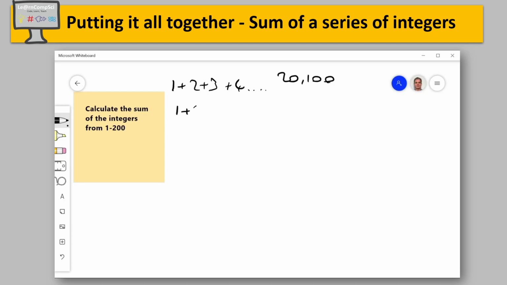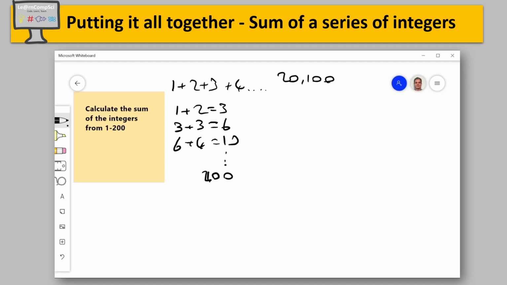We could do 1 plus 2 equals 3. We can add the 3 into the 3. You add the 4 onto that, etc. And if we repeated that 200 times, all of the numbers all the way from 1 up to 200, we would get the same answer. And that would work, but for really large values instead of 200, like 2000 or something, a computer starts to take quite a lot of time to solve that problem.